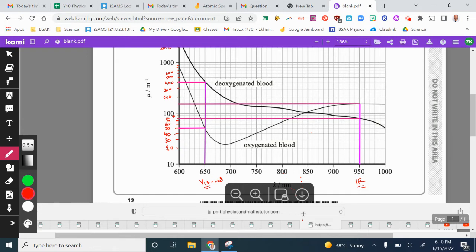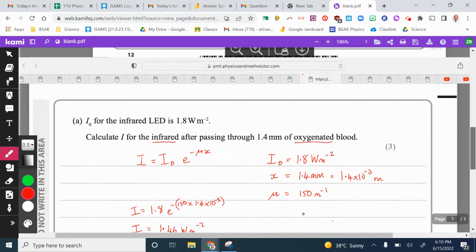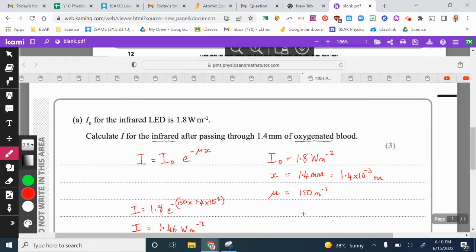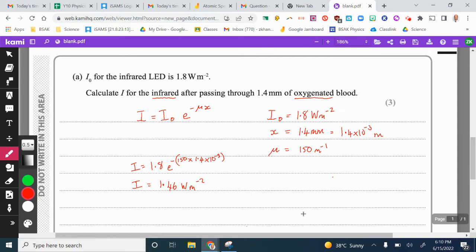Going to oxygenated blood, that's the line at the top, and going across, that's between 100 and 200, so that's about 150 meters to the minus 1. I see that's meters to the minus 1 and that's millimeters, so I'm going to put that into meters. These two should multiply to give you no unit, so meters to the minus 1 multiplied by meters cancels out. So I multiply it all up and put it into the formula.